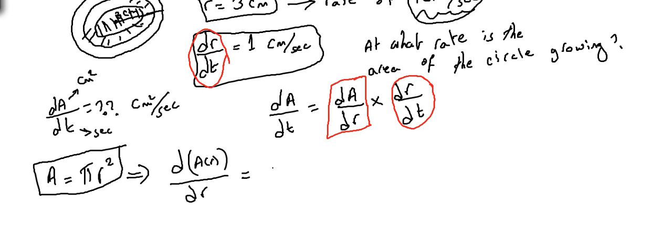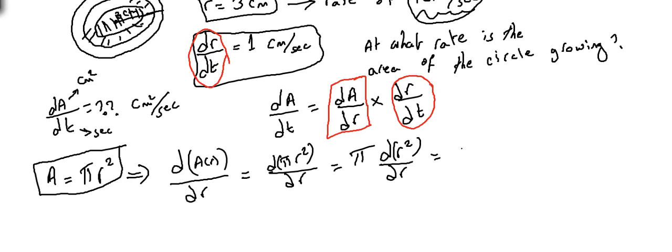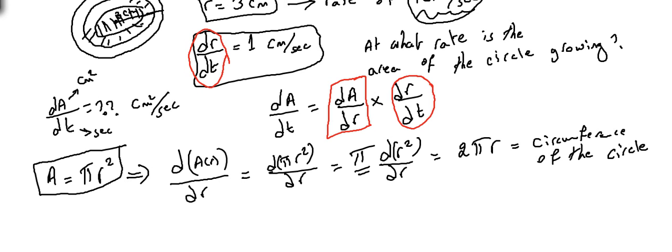What is this derivative? It's the derivative of pi r square with respect to r. Pi is a constant, so I'm finding just the derivative of r square with respect to r. What is the derivative of r square? It's 2r, and times pi, it's 2 pi r. What is 2 pi r, by the way? It is the circumference of the circle. So if we differentiate the area of the circle with respect to r, we simply find the circumference of the circle.